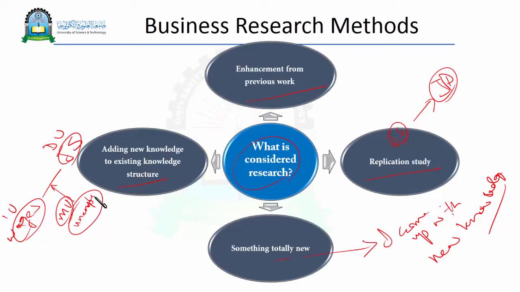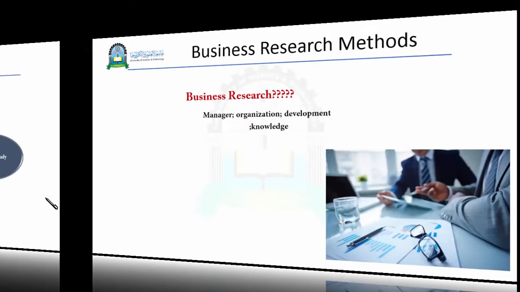So if I add what we call an MV, which is a moderating variable, like unemployment, and I add this as a moderating variable, that means I am adding knowledge to the existing knowledge by improving and developing this model. So I come up with a new model by adding this moderating variable.